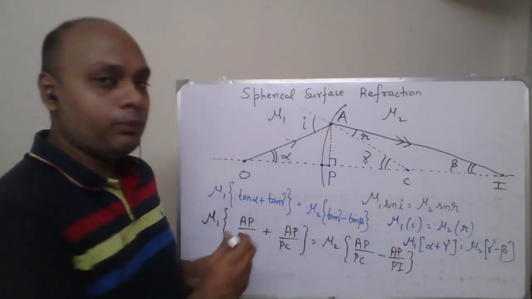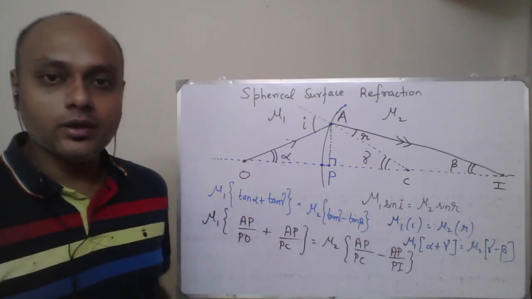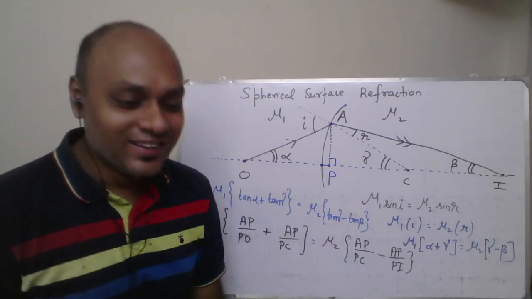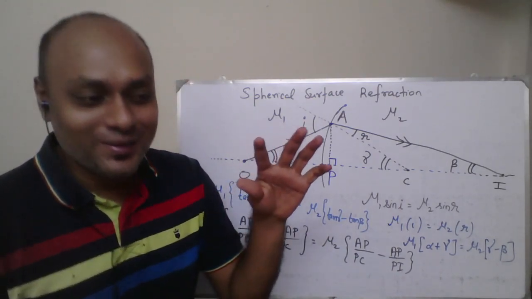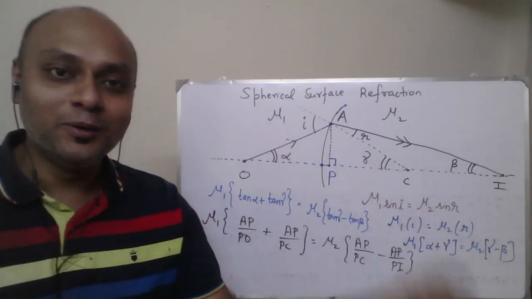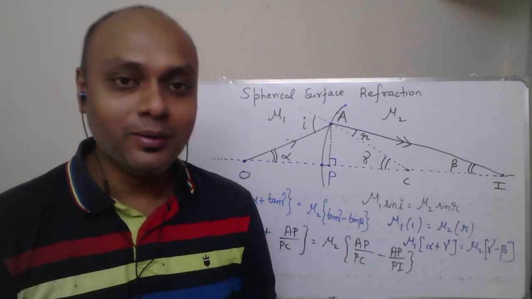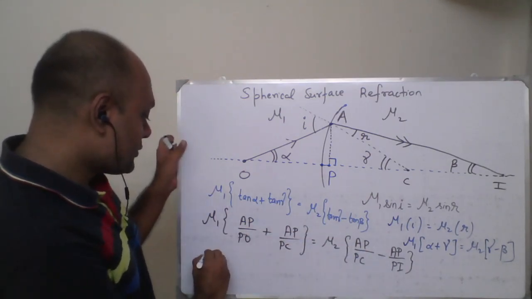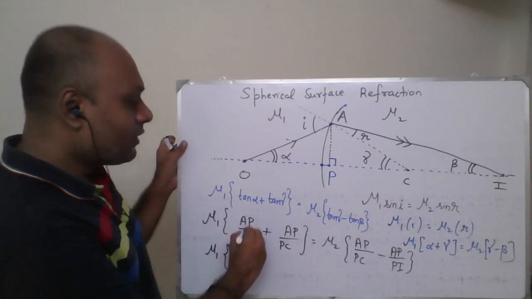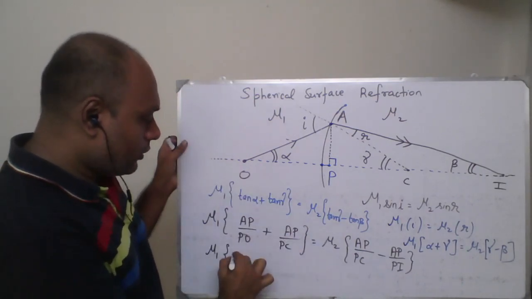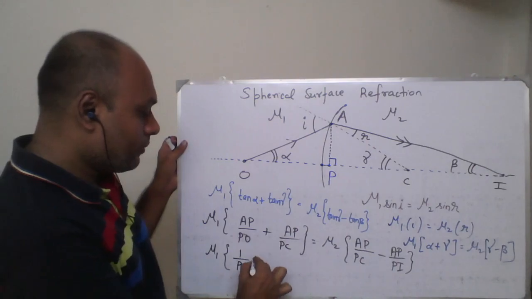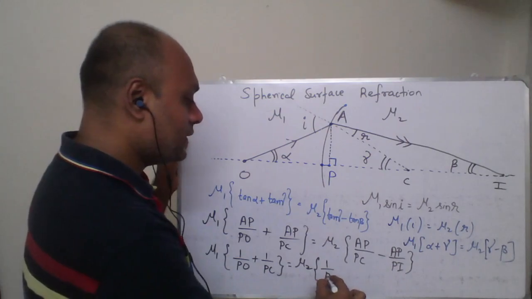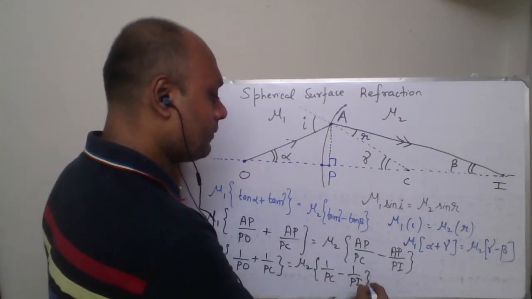So you see that AP is common on both sides. So cancel AP out. Andhra Pradesh state out. Recently it was split into two states, so it just suddenly struck my mind. Okay, so that was just a pun intended. So you cancel AP out. So mu1 times, when you cancel this AP out, you will have 1 divided by PO plus 1 divided by PC equal to mu2 times 1 by PC minus 1 divided by PI.